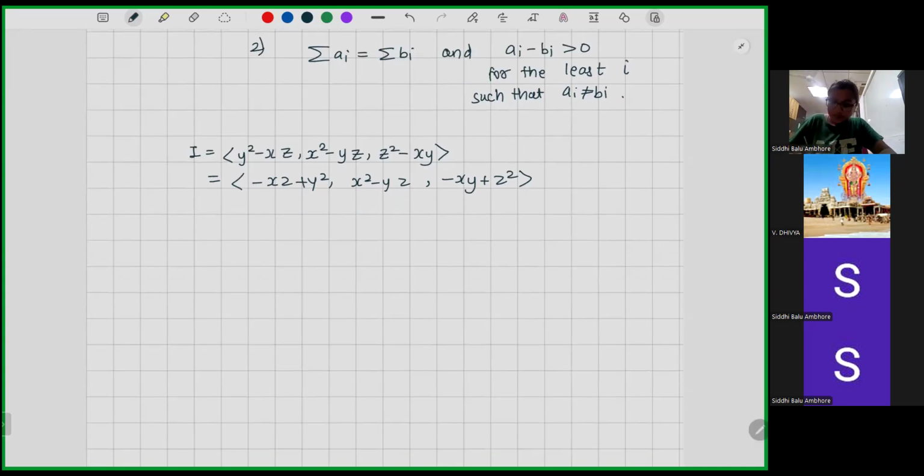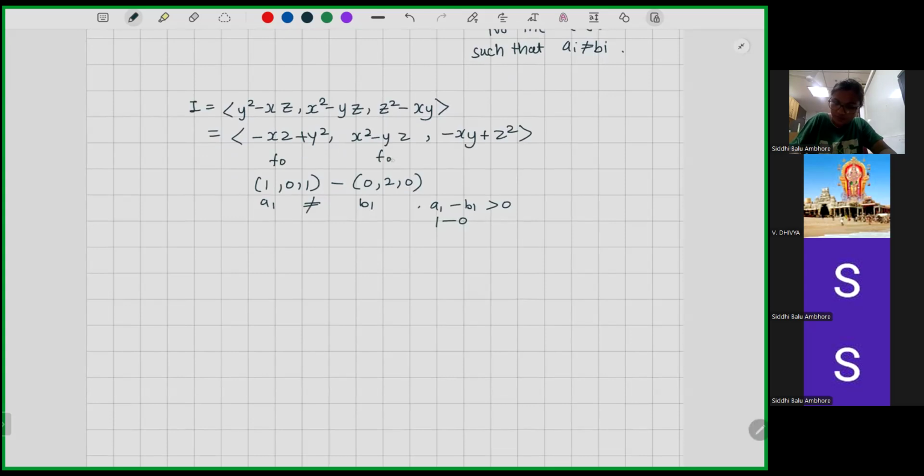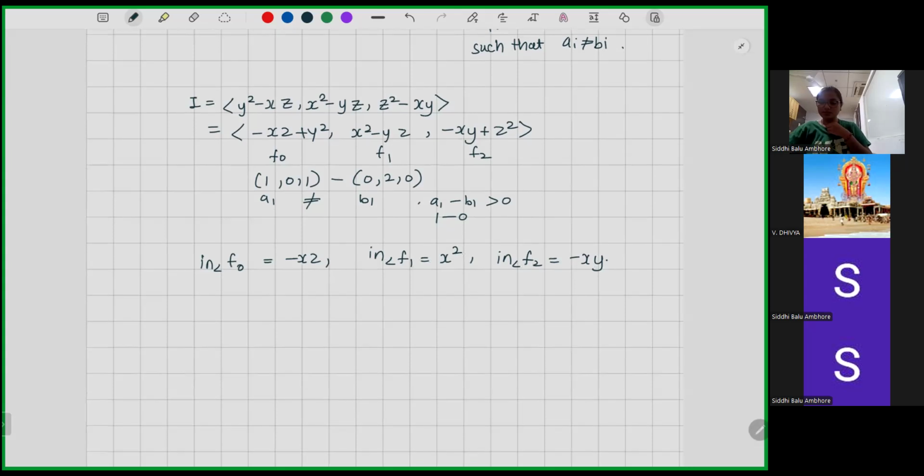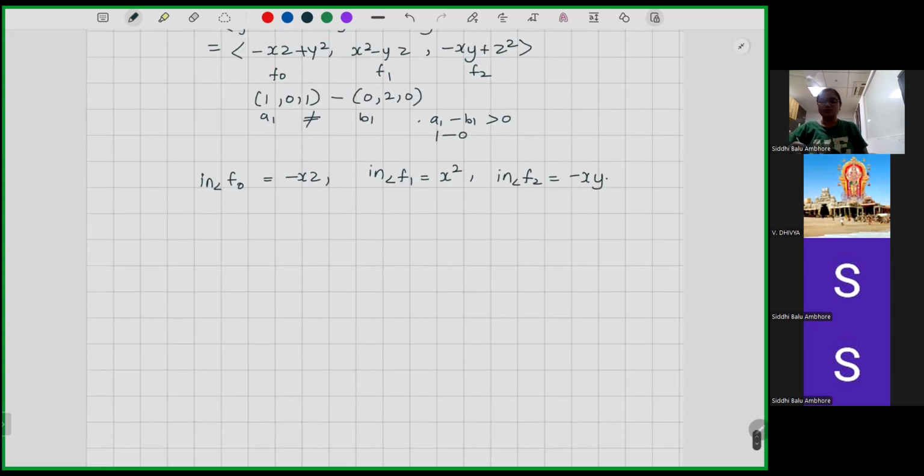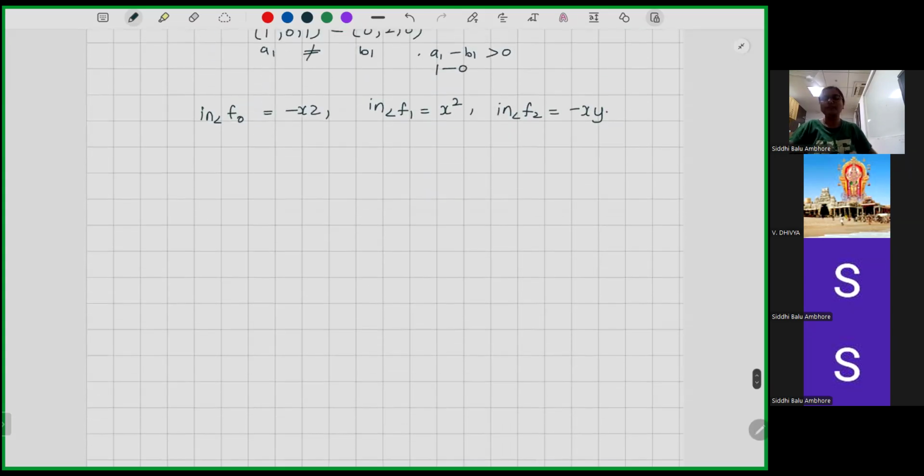And here this (1, 0, 1) is, if I take this (0, 2, 0), 1 minus 1 is 0. Here this is my A1, this is A2, sorry, B1, non-zero, with A1 minus B1 greater than 0, right? 1 minus 0 is greater than 0. So that's why this first term, xz, is greater than y square. So if I call them f0, f1, f2, then the initial term of f0 is minus xz, the initial term of f1 is x square, and the initial term of f2 is xy. Is this okay? Any doubts here? We can get rid of this coefficient, it doesn't matter, it won't affect the calculation in general.